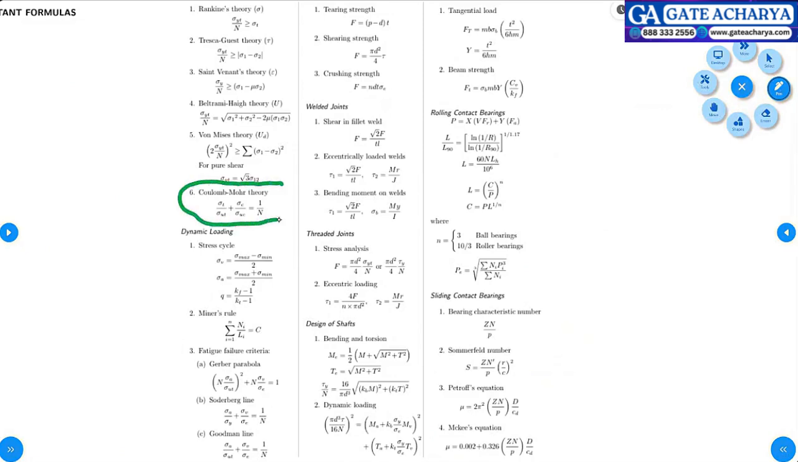See, this Coulomb-Mohr theory, when do we follow? Both tensile and compressive load is acting on a brittle material, we'll assume. At that time, what will be the load, stress induced? So UT is coming, UC is coming. And what will be the factor of safety?